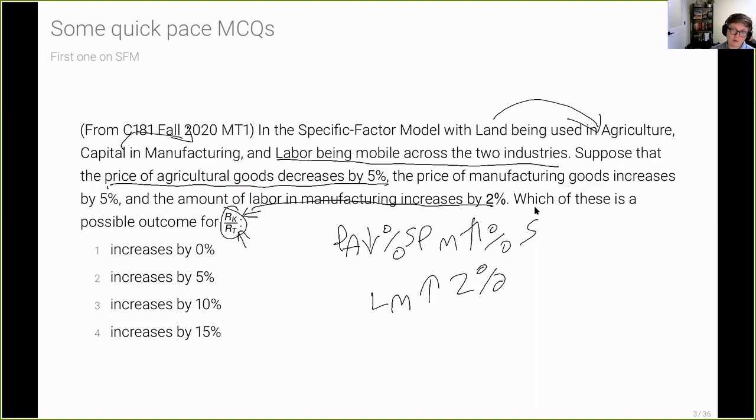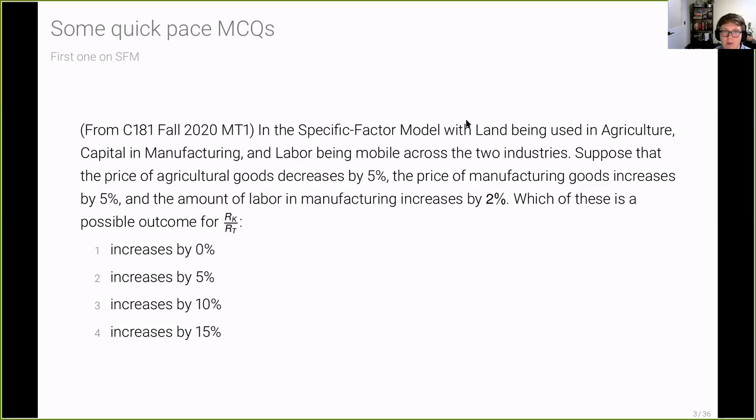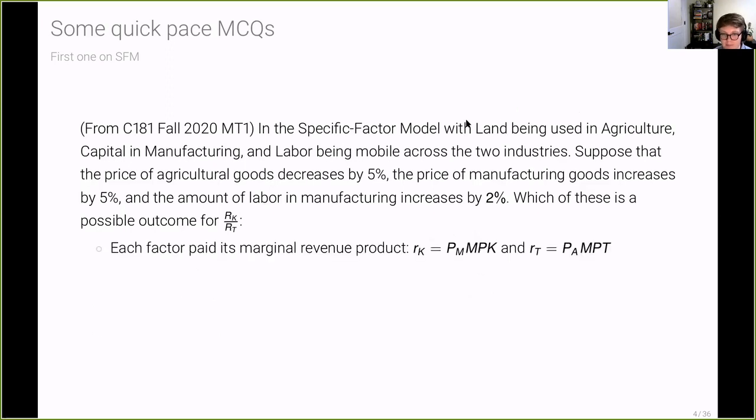So the question is, given that we know that PA is going to decrease by 5%, PM is going to increase by 5%, and LM is going to increase by 2%, which of these is a possible outcome for the way that RK over RT moves? It increases by 0%, 5%, 10%, or 15%. Okay, so I'm going to walk through how I would think about this.